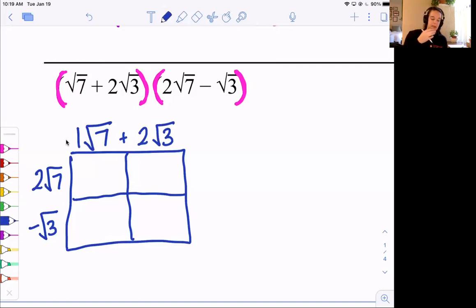So anytime that we see the square root times its own square root, it's just going to be that number, right? So I have my original 1 times 2 would be 2, and now I have another 7. So 2 times 7 would be 14, ends up in this box, right? 14. So I'm doing square root of 7 times 2 root 7. Now I'm doing 2 root 3 times 2 root 7. This here would be 4 root 21.